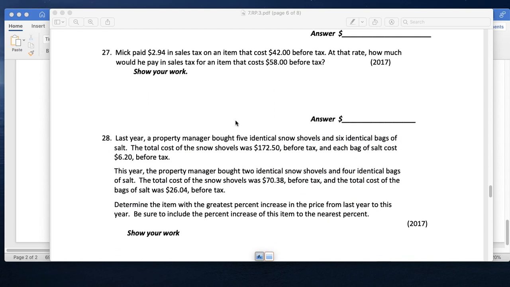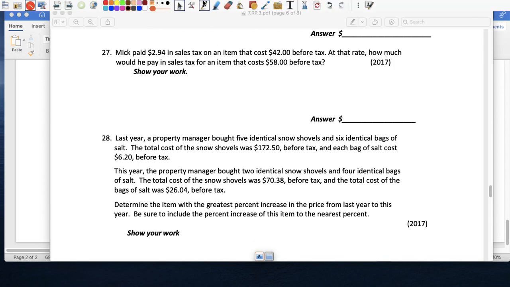I don't like that question. Mick paid $294 in sales tax on an item that costs $42 before tax. At that rate, how much would he pay in sales tax for an item that costs $58 before tax? All right, so we have to find out what the tax rate is. You can do a percent proportion. It's really up to you. I'm just trying to figure out which one would be easier.